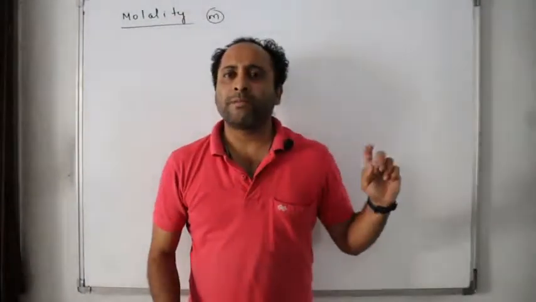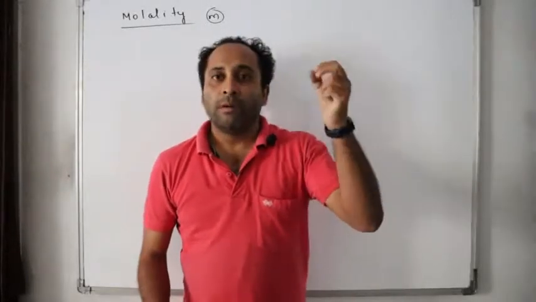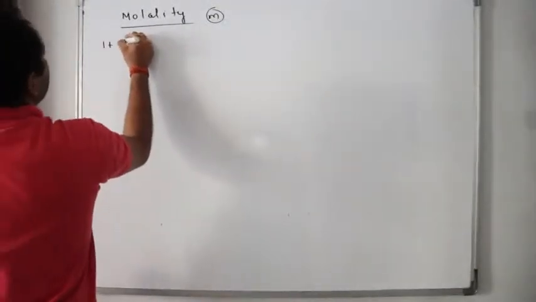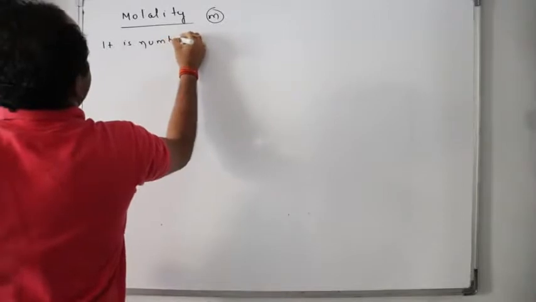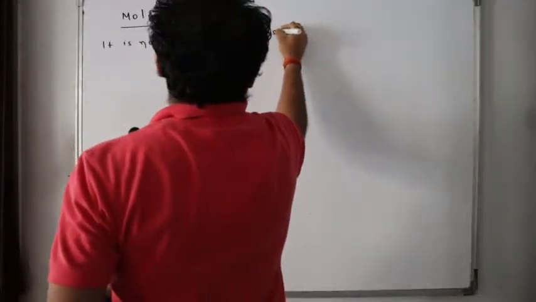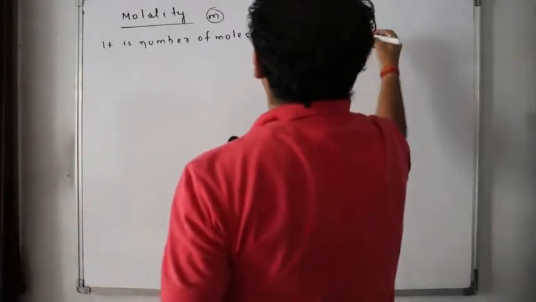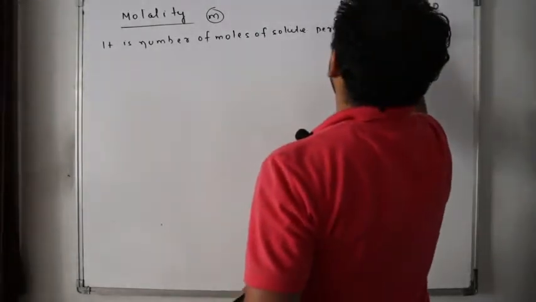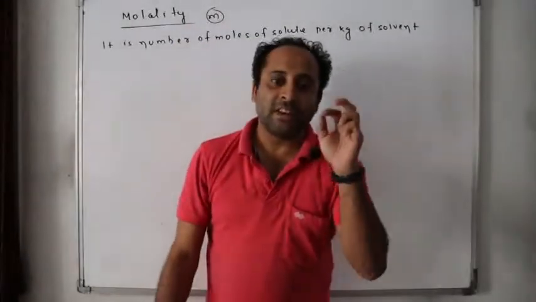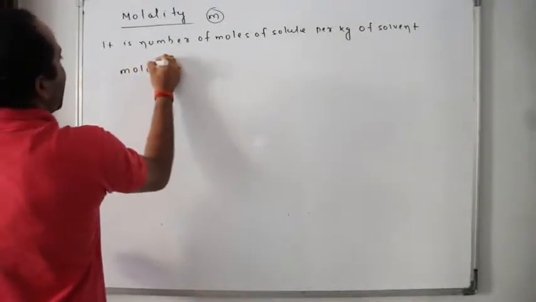Molarity is the number of moles present per volume of the solution in liters. Molality is equal to the number of moles of solute per kg of the solvent. Number of moles of solute per kg of solvent. Very importantly, we write it as small m.